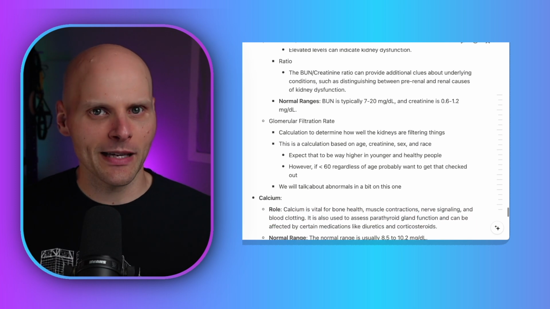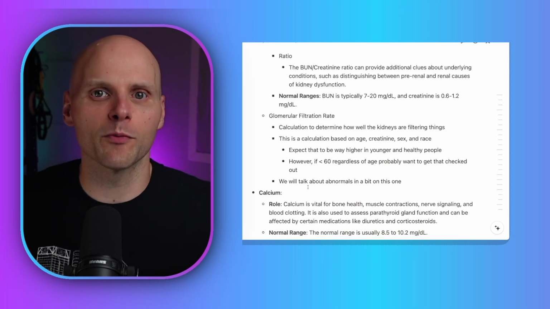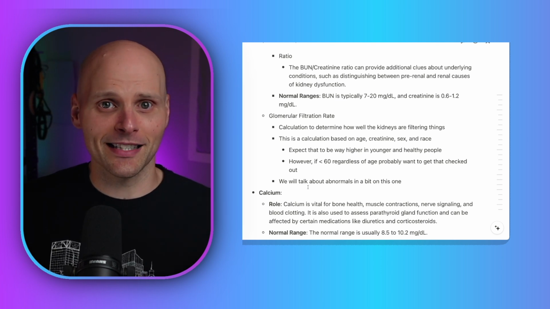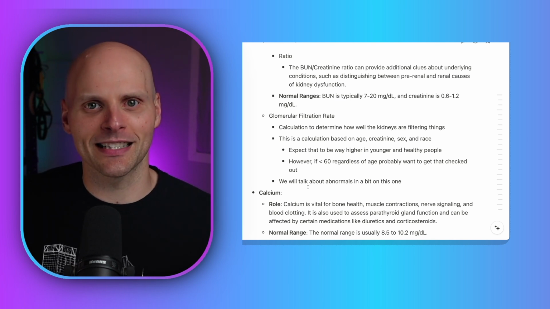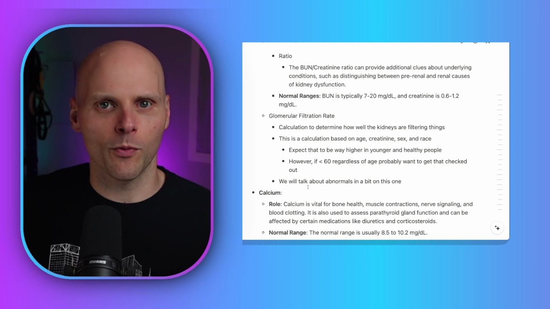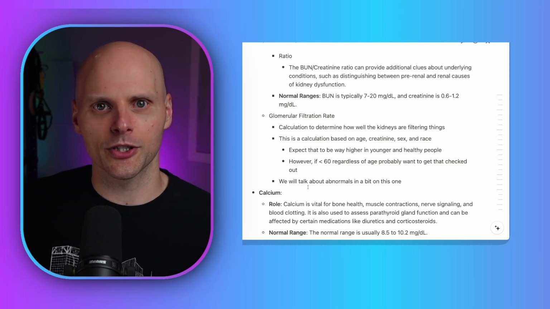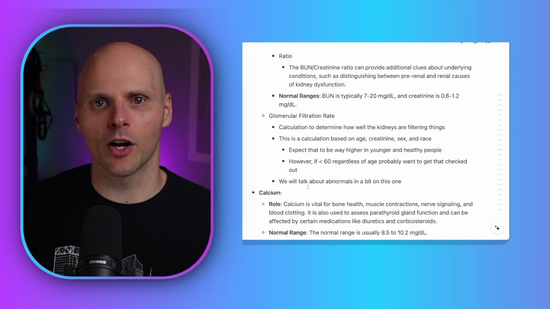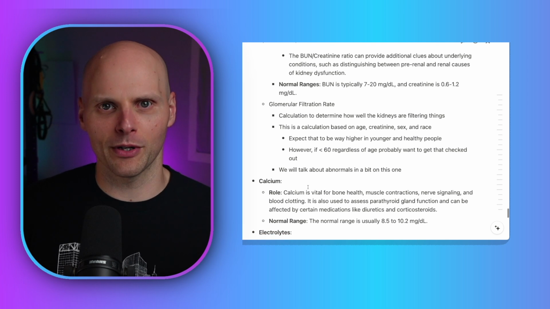Next, moving on to calcium. Calcium is super important. We hear about it all the time for bone health, but it's really important for muscle contractions, nerve signaling, stabilizing the cells, blood clotting, lots of different things. It can also help assess the parathyroid gland function. And medications, diuretic medications, steroids can all affect calcium. And our normal range is about 8.5 to 10.2.